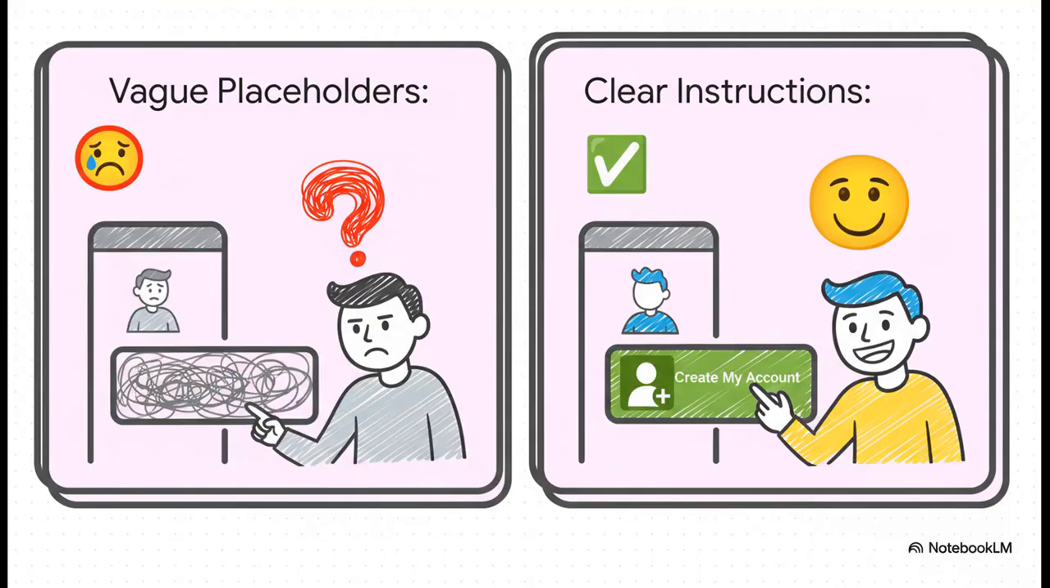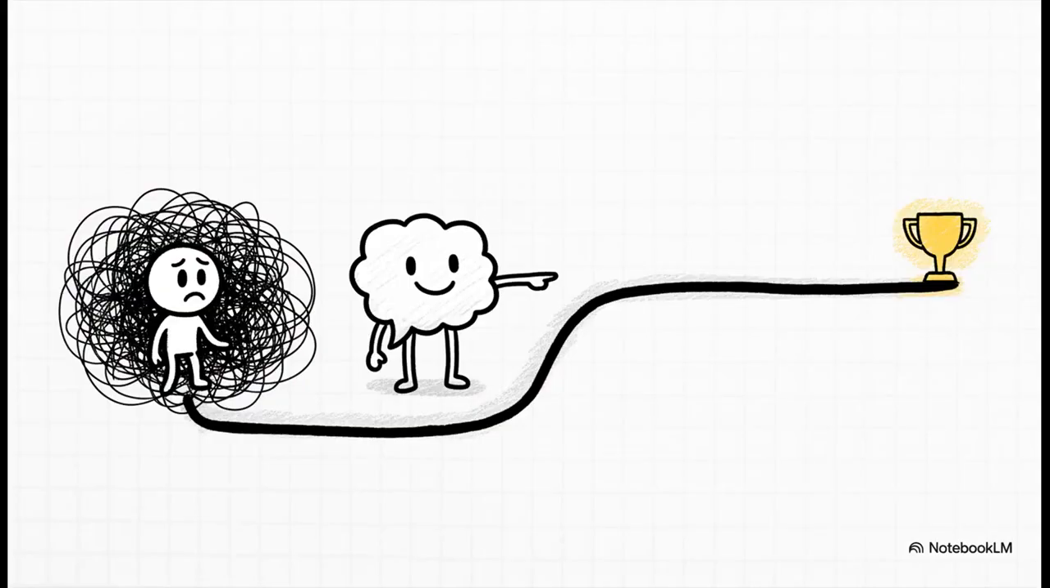And this slide just nails the difference. Look at the left side. That's the designer's equivalent of a blank space. Button label? Enter data? That tells you absolutely nothing. But look at the right. Create my account. Bam! It's a clear action. It removes all the guesswork and gives you confidence, because you know exactly what's going to happen when you click that button. And that's the whole point.